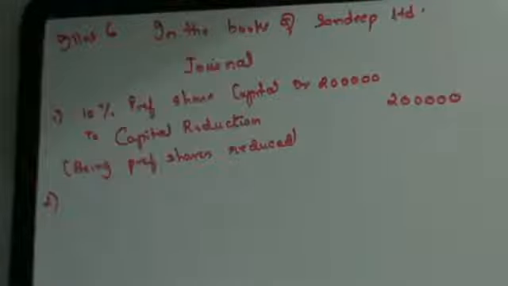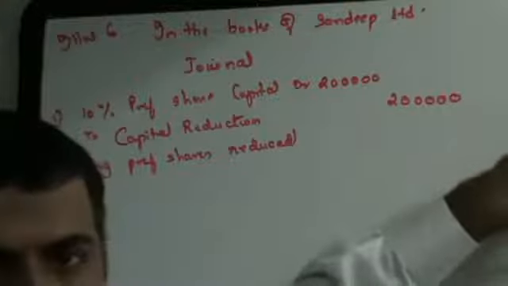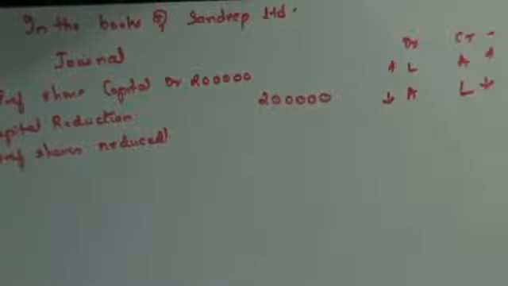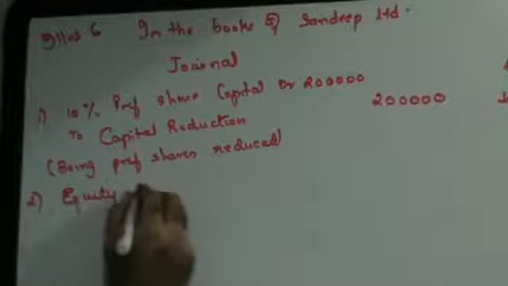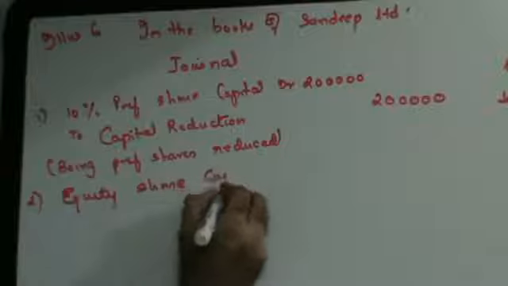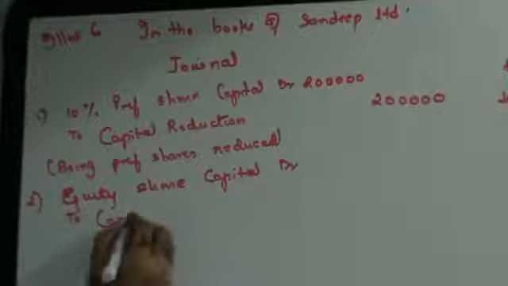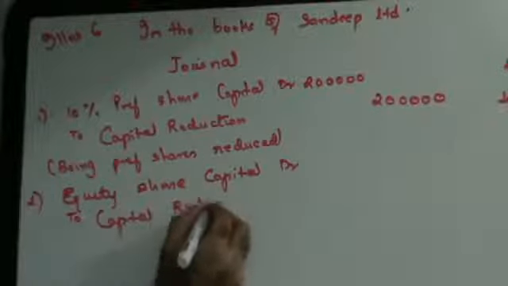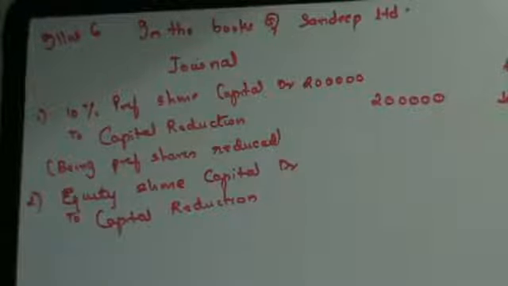Same thing you can do with equity share capital. Equity share capital is liability. It is reduced to 2 rupees. That means the value of liability going down. Value of liability going down, that means capital reduction on the credit side. So this is equity share capital account debit to capital reduction. Now at the moment the value of each equity share is 10 rupees, it is reduced to 2 rupees, that means it is being reduced by 8 rupees, right?